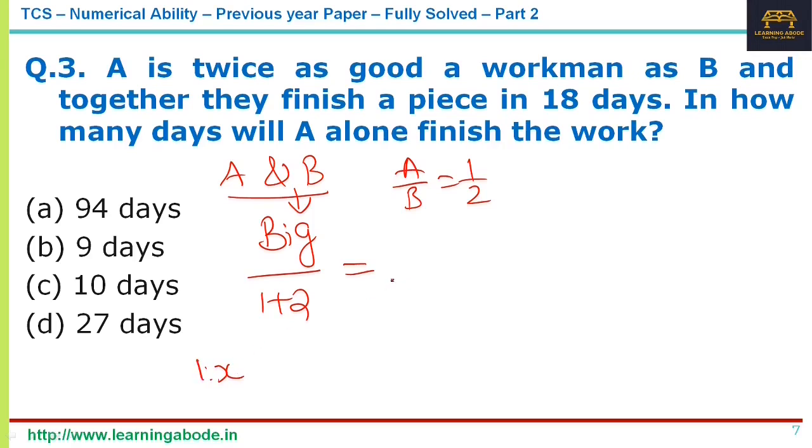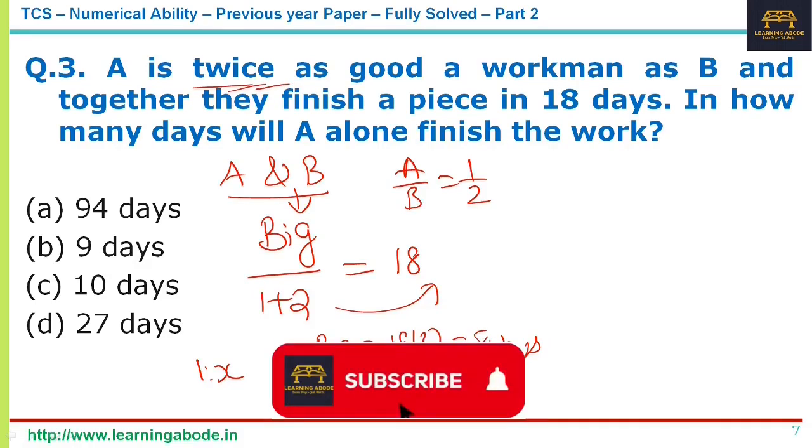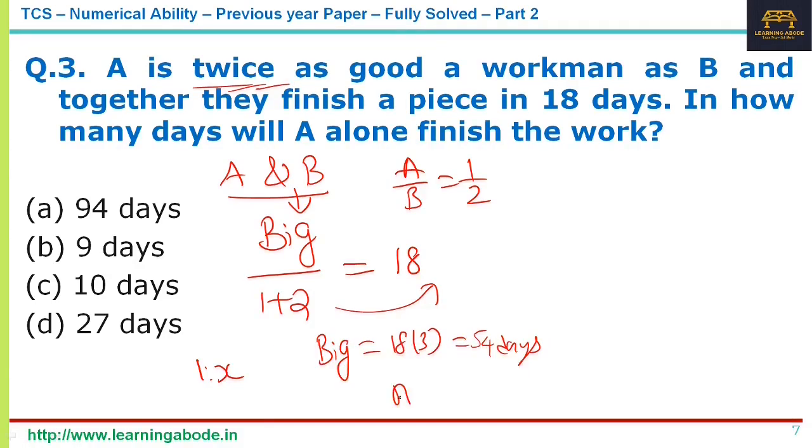Now, as far as this question is concerned, big value by 1 plus 2 equal to 18. So big value is equal to 18 into 3. That's 54 days. Now among the two, A is twice as good, which means A will finish quickly, so B is the big value. B takes 54 days, and since A is twice as good a workman, he will complete in half the time in which B takes. So the answer is 27 days.